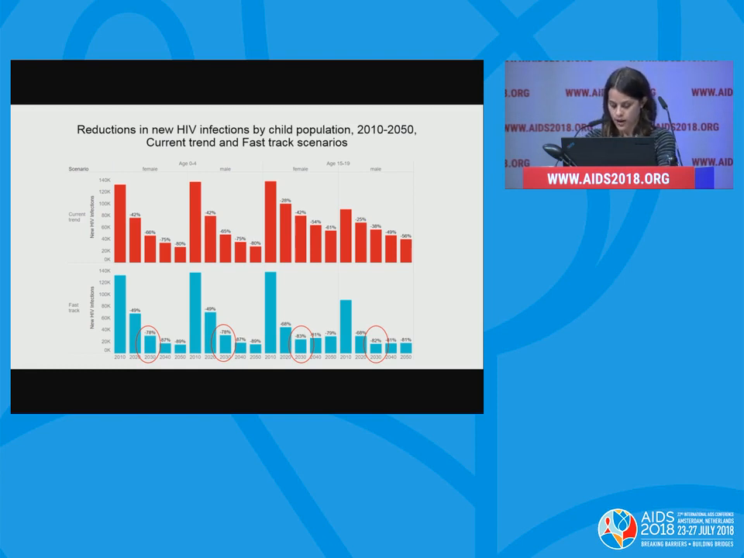If we meet fast-track goals, we could inch a little bit closer to reducing new HIV infections. Among all child and adolescent groups, new HIV infections could decline by at least 75% by 2030 just by meeting those 95-95-95 and incidence reduction goals.